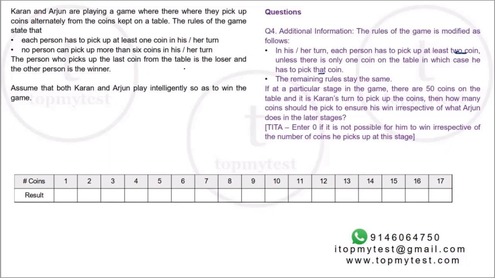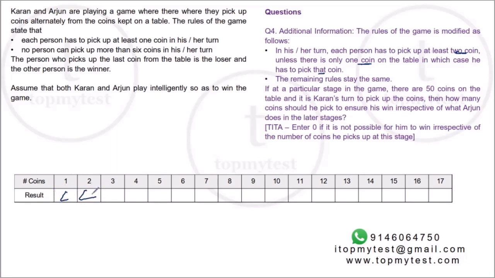And if you are picking the last coin, you lose. Right. Now, what will happen? Again, let's simulate. If there is 1 coin, I am going to lose. If there are 2 coins, I am going to lose. You cannot pick 1 now. You can pick 1 coin only if there is 1 coin on the table. If there are 2 coins on the table, you cannot pick 1, right?